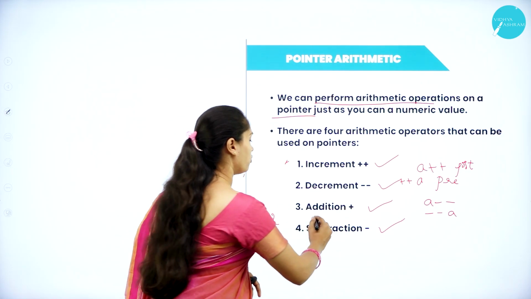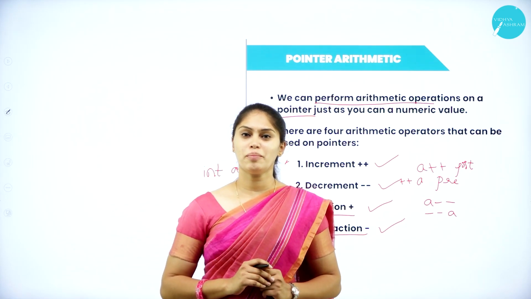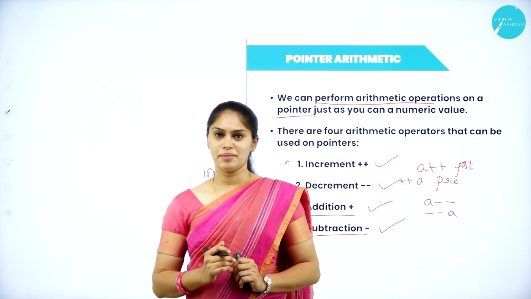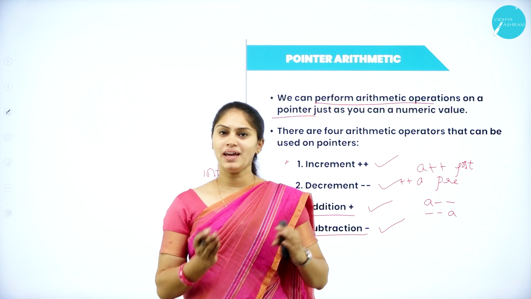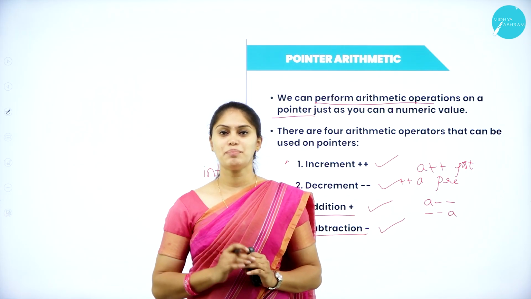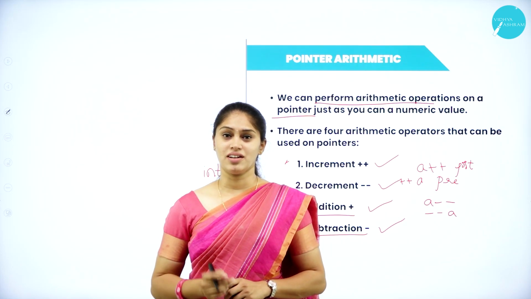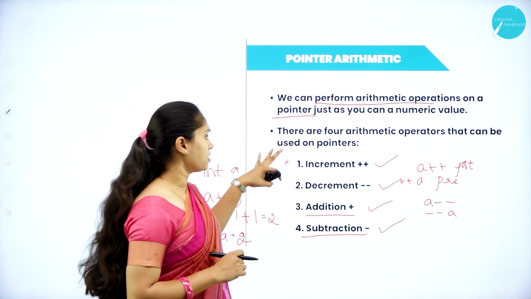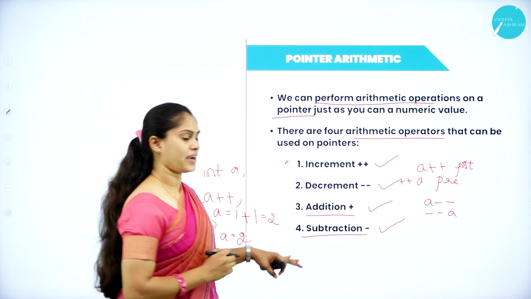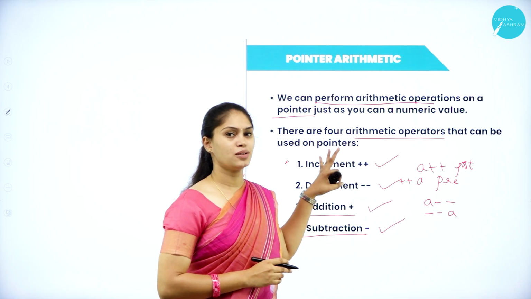After that, I can perform addition and subtraction. So what are the four arithmetic operations that I can perform with the pointers? That is increment and decrement, and in that we have two types: either post increment or pre-increment, or post decrement or pre-decrement. After that, I can perform addition and subtraction. So these are the arithmetic operators that I am going to use with the pointers.